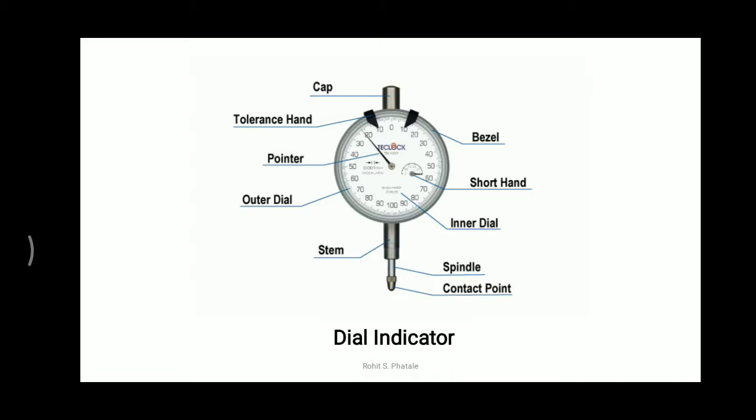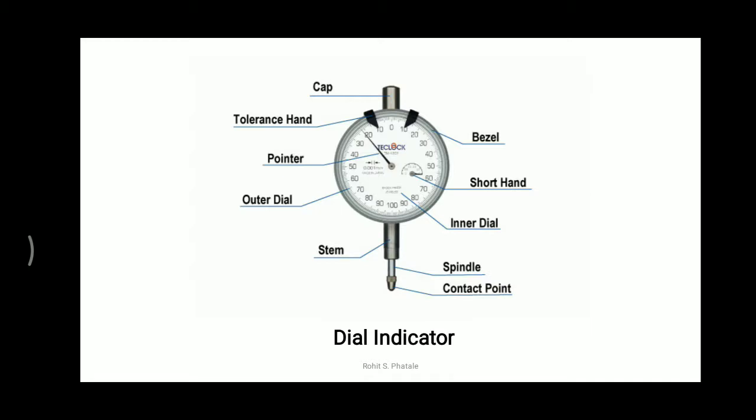When the spindle is at its original position, the pointer will show you the 0 reading, because the spindle is at its original position. As the spindle moves up or down, it will show the readings in the positive or negative direction. So this is a kind of dial indicator.